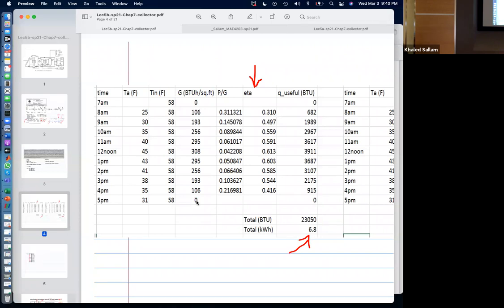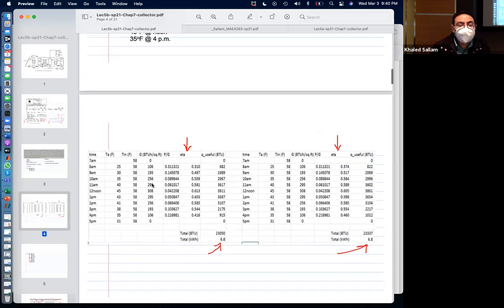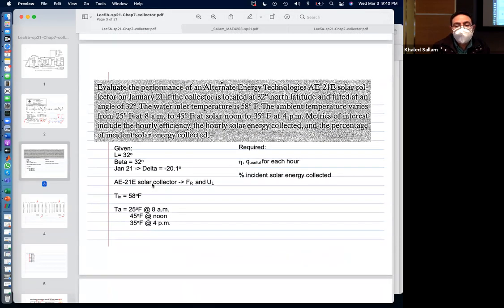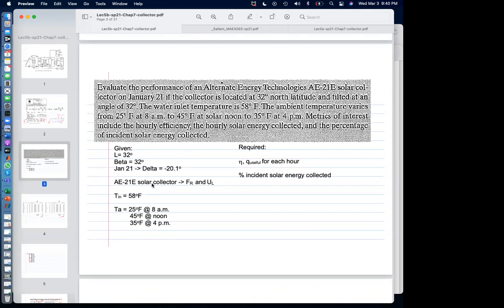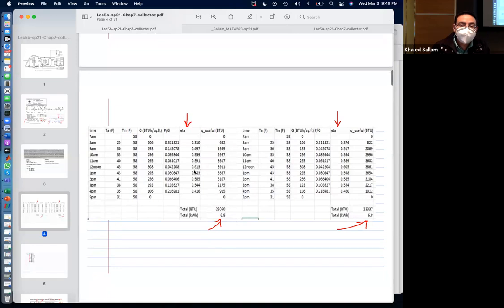Cosine theta I. Cosine theta I is what's standing between the incident radiation on the plate and the normal radiation. Okay, that's how those things are coming about. So then you would use the eta equation, and once you have the eta equation, you multiply that eta by this times the area, and you will find Q useful. Eta by definition is Q useful divided by incident radiation times the area.